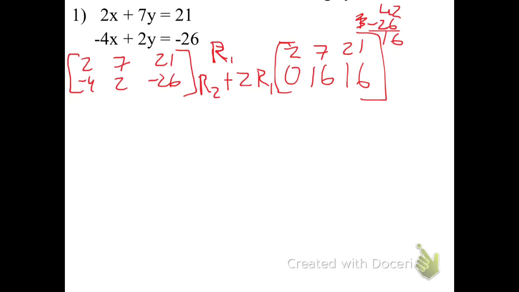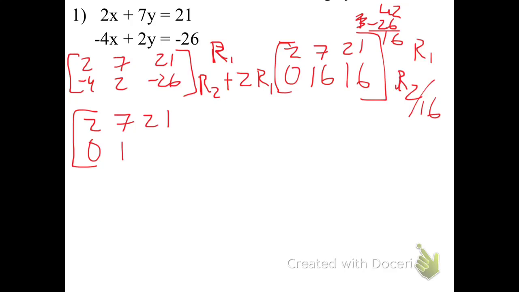And now we're at this point. This second row is almost ready to go. You just have to divide everything by 16. So take row 2 and divide everything by 16. And leave row 1 the way it is right now. Row 1 is still just 2, 7, 21. Second row, though, has become 0, 1, 1.